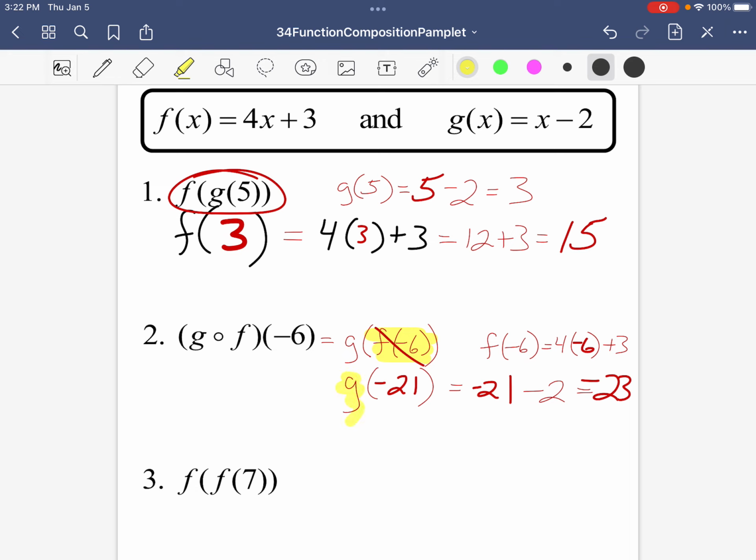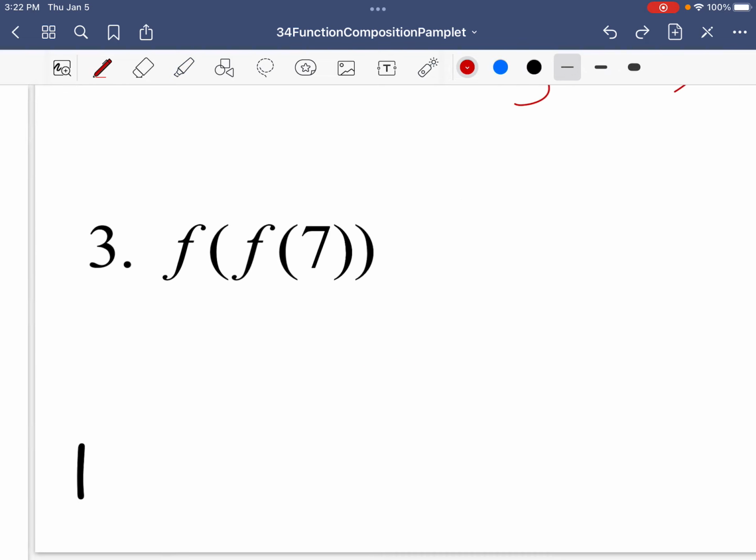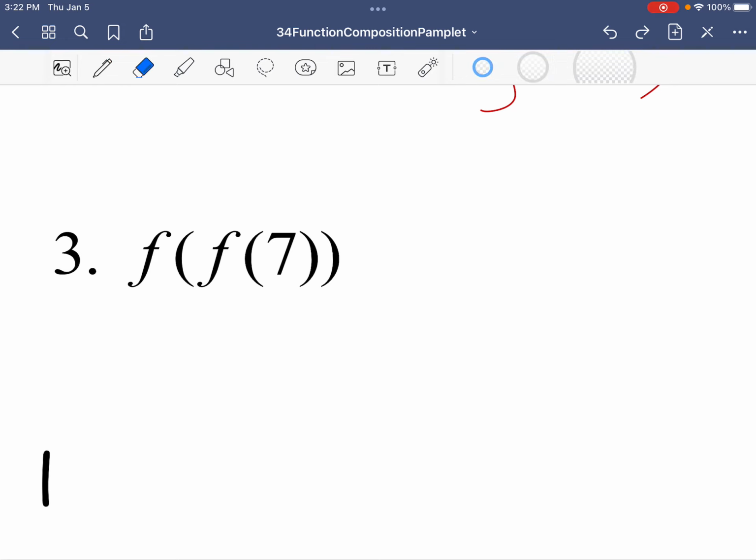And then I worked my way to the outside to get negative 23. How about f of 7? F of 7. Even though it's the same function twice, let's do it as we've done before.